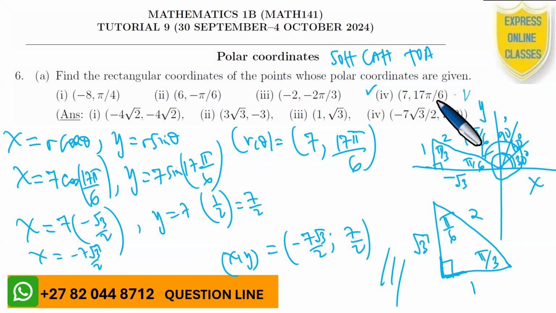Any question on how we converted from the polar coordinates to the rectangular coordinates? So any question there? Think about it and make sure you understand what's happening.